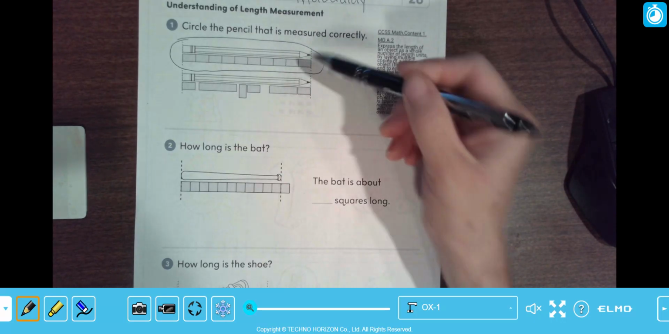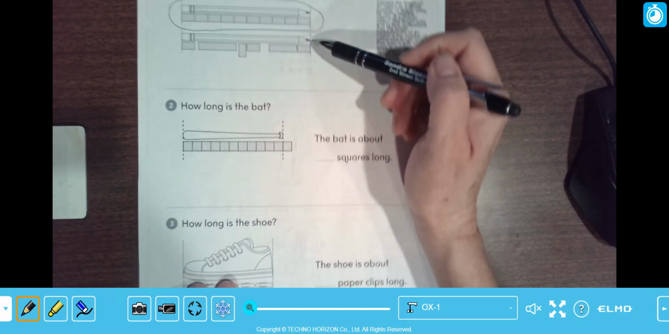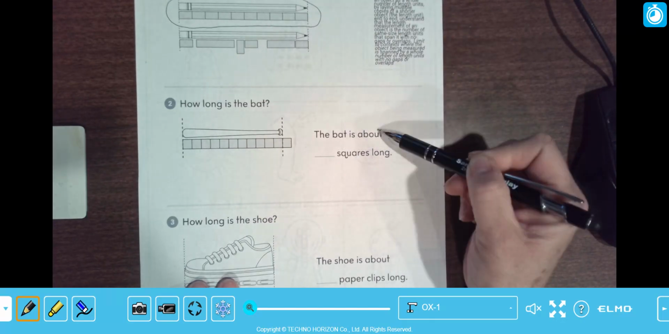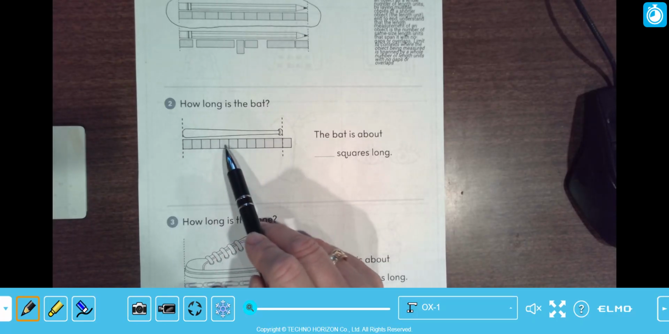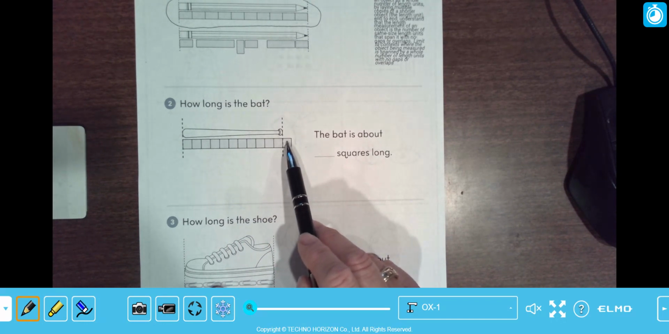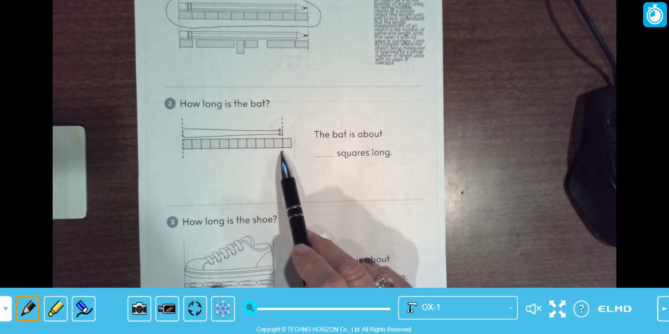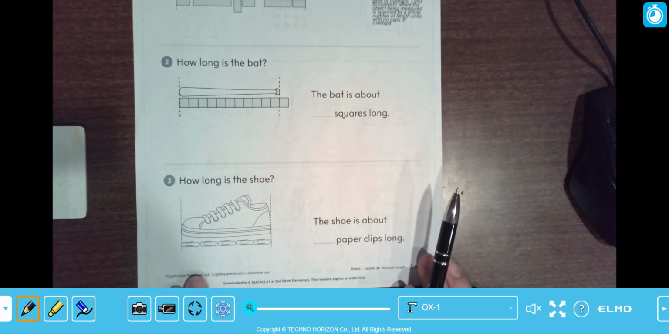Okay. So on this one, you circle this one because this one is not measured correctly. This one, you write the bat is about 11 squares long because it says 1, 2, 3, 4, 5, 6, 7, 8, 9, 10, 11. This one you don't count because the bat already stopped. So 11 squares long. This one, the shoe is about 5 paper clips long because it's 1, 2, 3, 4, 5. It starts here, stops right here. So we don't need to count more.